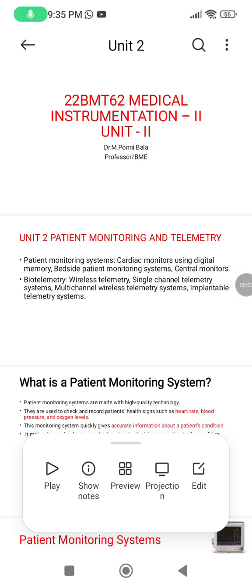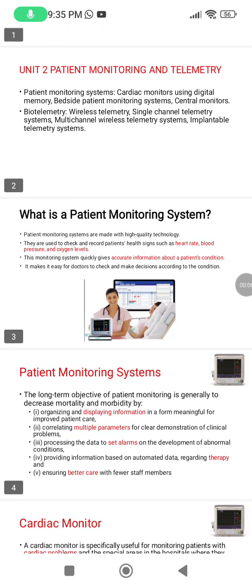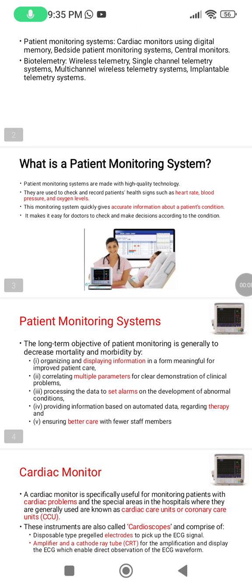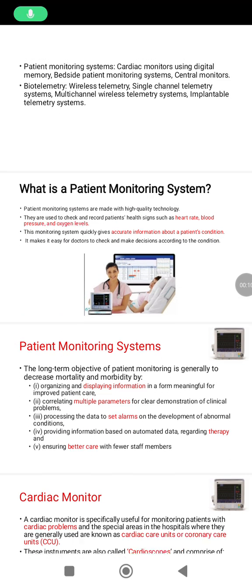Patient monitoring and telemetry systems. What is a patient monitoring system? Patient monitoring systems are made with high quality technology.